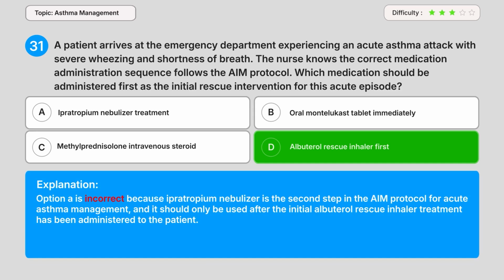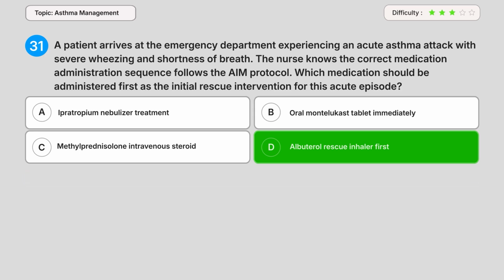Option A is incorrect because ipratropium nebulizer is the second step in the AIM protocol for acute asthma management, and it should only be used after the initial albuterol rescue inhaler treatment has been administered to the patient.